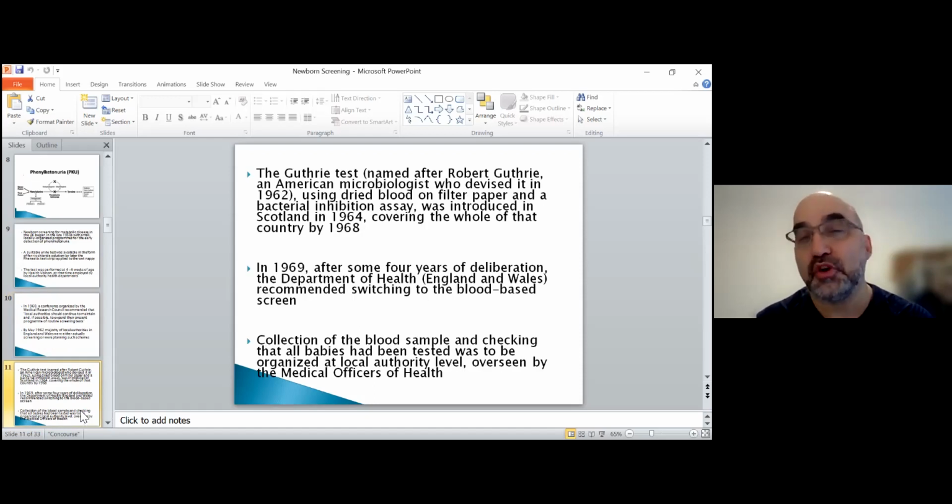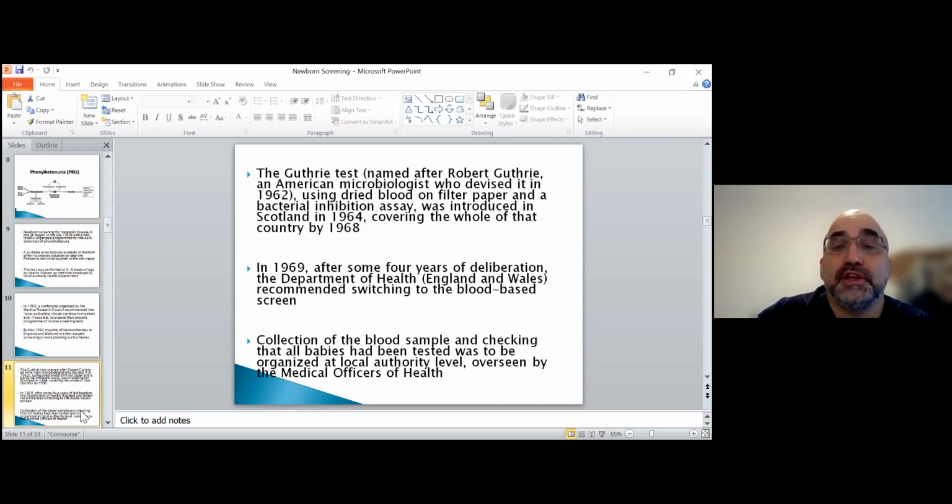And it was done, as you saw in the video, on the Guthrie card. The name comes from the American microbiologist Guthrie, who devised it in 1962. So the blood is dropped on a filter paper, the Guthrie card, and gets dried. They started with using the bacterial inhibition assay, which was introduced in Scotland first in 1964, and the whole of the UK by 1968. So more like 50 years of doing it.